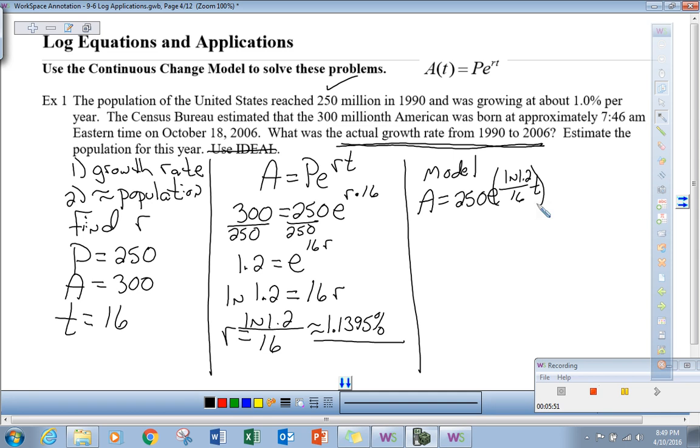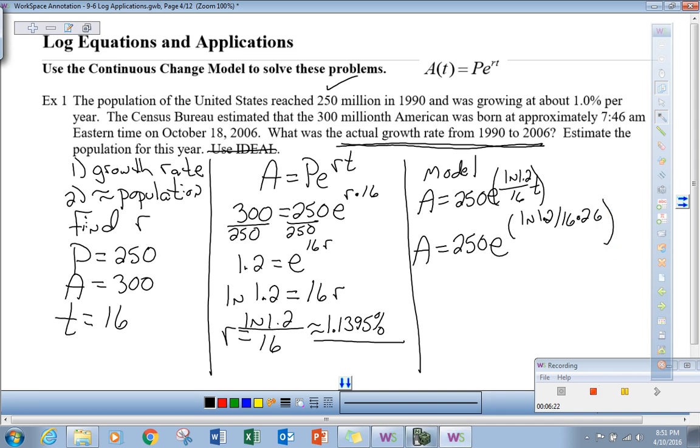Now they would like for us to estimate the population this year. So here's what we need to type into our calculator. I need to type in 250 million e, and then your calculator should put a parenthesis there for you. Natural log of 1.2 divided by 16 times the number of years from, so 26.